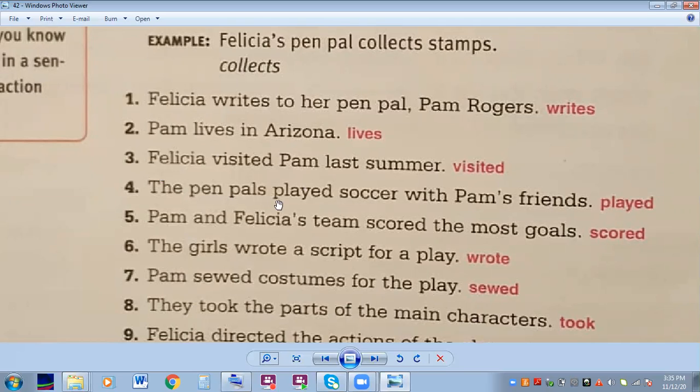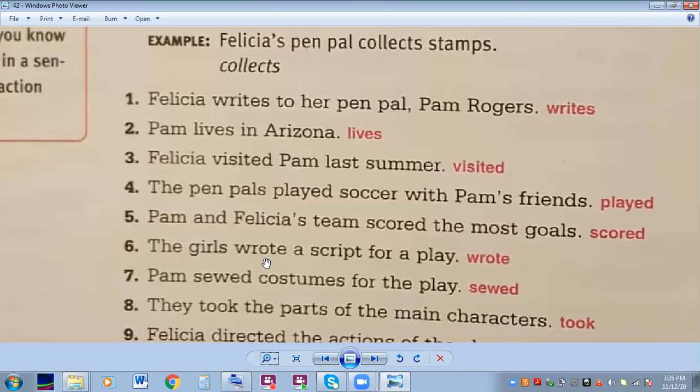The pen pals played soccer with Pam's friends. Again, our sentence is about pen pals. That's our subject. What did the pen pals do? They played. Pam and Felicia's team scored the most goals. Our sentence is about Pam and Felicia's team. That is our subject. What did Pam and Felicia's team do? They scored. Scored is our action verb.